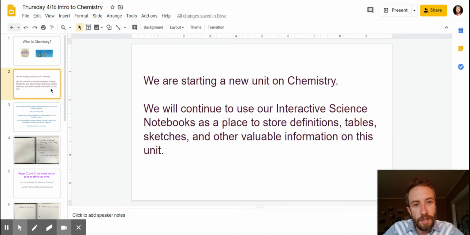We're starting a new unit, but we're still using our interactive science notebooks. We'll store our definitions in here, and we can do activities where we might have tables of information or online simulations. So please go and get your interactive science notebook now. That's the science notebook we've been using this whole year. Pause me if you need to go and do that.